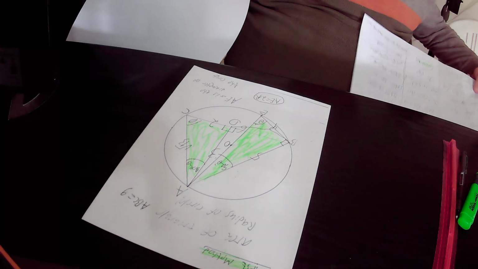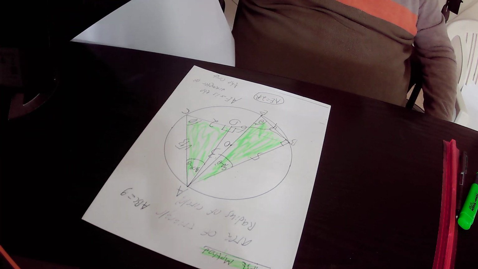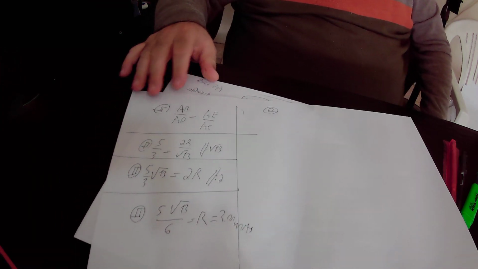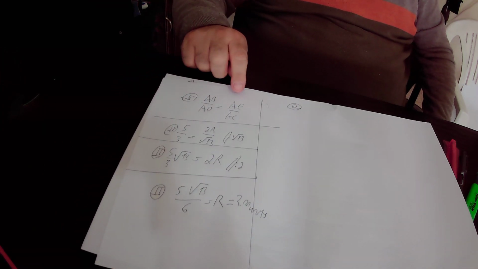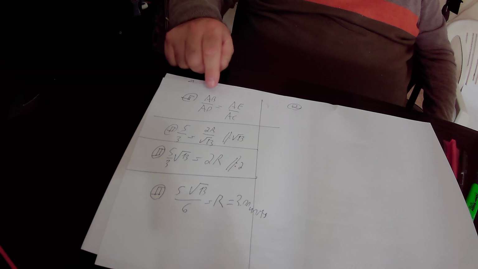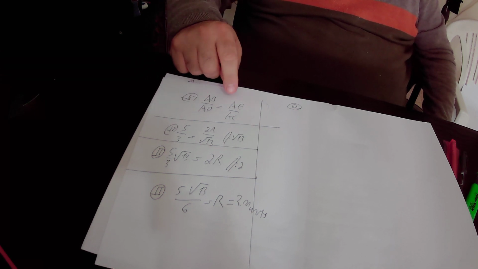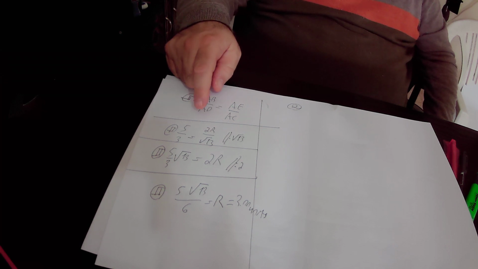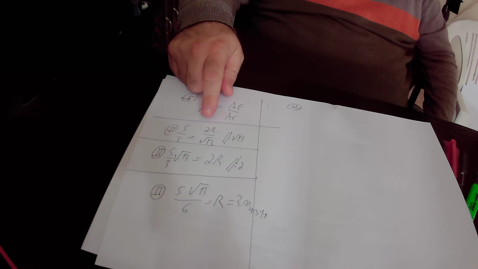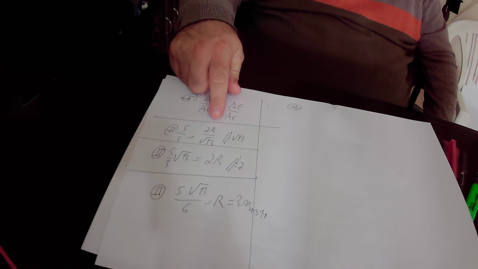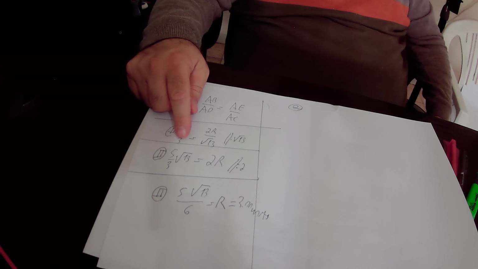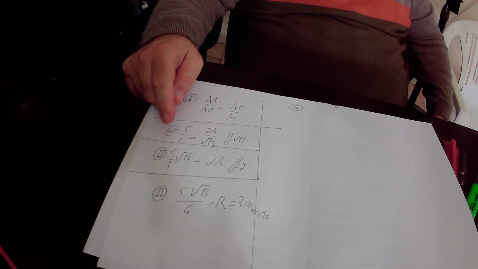And from the fact that those two triangles are similar to each other, we will derive that AB over AD equals AE over AC. AB is 5, AD is 3, AE is 2R, the diameter of the circle, and AC is square root of 13. So 5 over 3 equals 2R over square root of 13. We multiply this equation by square root of 13 and find that 5 over 3 times square root of 13 equals 2R. We divide this equation by 2.